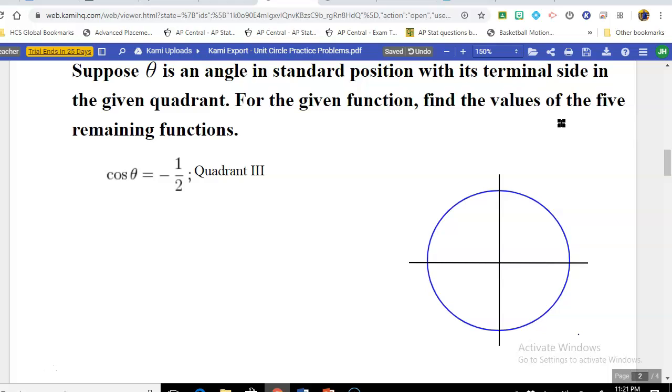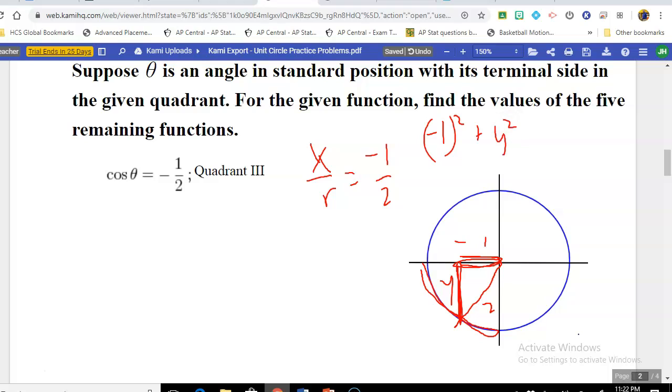All right, so now we're looking at a situation in our last example here. Suppose theta is an angle that is in standard position. Its terminal side is in the given quadrant, and we want to find the 5 remaining functions based on the fact that cosine is -1/2. So we're in quadrant 3, so that's somewhere over here, and we know that cosine is -1/2, so that means that x over r is -1 over 2. So that means that my x coordinate here is -1, and my r is 2. So I'm going to use that to find y. So I'll say (-1) squared plus y squared is equal to 2 squared. So I've got 1 plus y squared is equal to 4. We subtract out, and we find that y is the square root of 3.